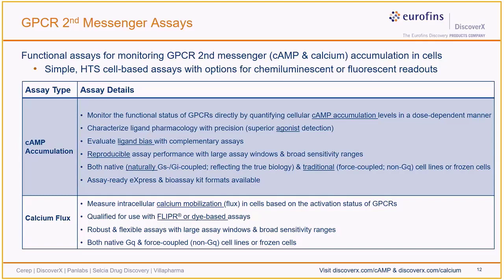All right, and then we also have the calcium flux assays to measure calcium mobilization or flux in the cells based on the activation status of the GPCR. These are cell lines or frozen cells, and they're qualified to use with either FLIPR or any of the dye-based assays available in the market. And then they have all the same qualities I've mentioned before as far as large assay window and broad sensitivity. And also available in the native state with the Gq coupled state, as well as the forced coupled, the non-Gq state.